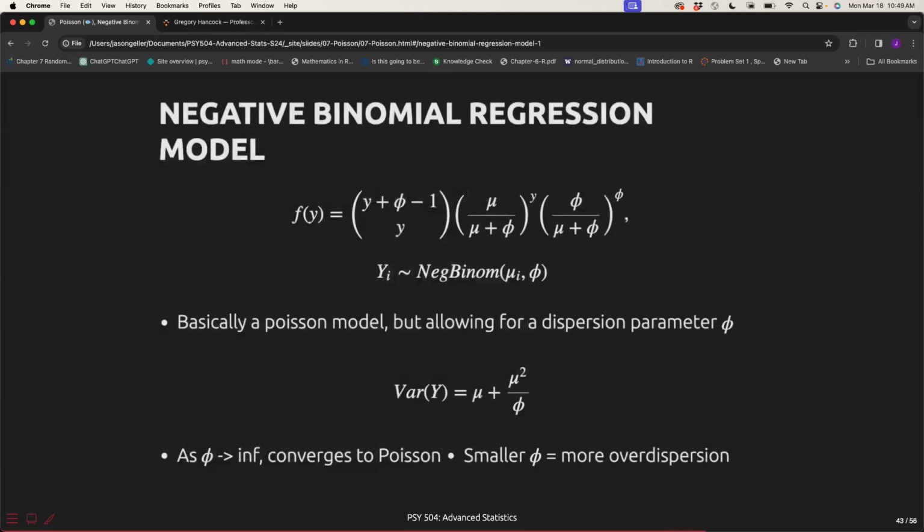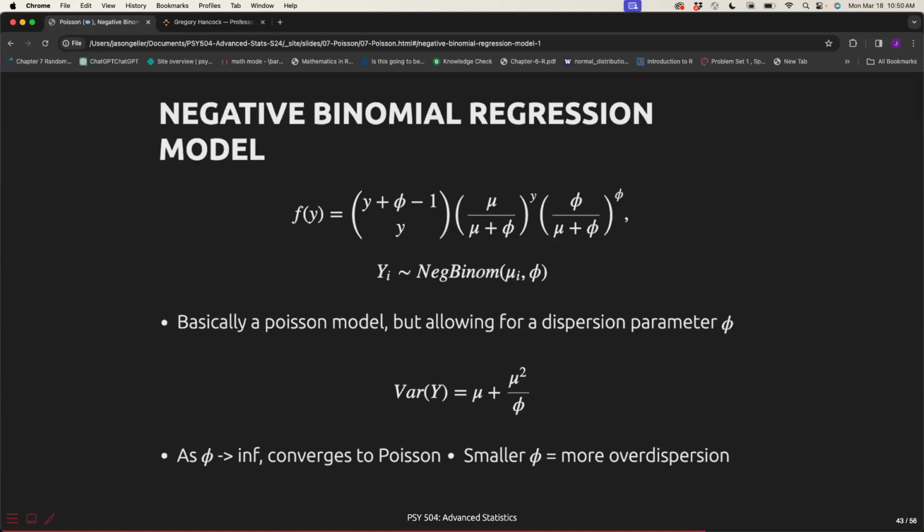Instead of using the Poisson distribution, for the negative binomial regression model we use the negative binomial distribution. I'm not going to go over the negative binomial distribution. I hate it. It's not intuitive to me. But what's important from the negative binomial model are two parameters. Y is distributed as a negative binomial distribution with two parameters: mu, which is basically lambda from our Poisson model, and phi, which is a dispersion parameter.